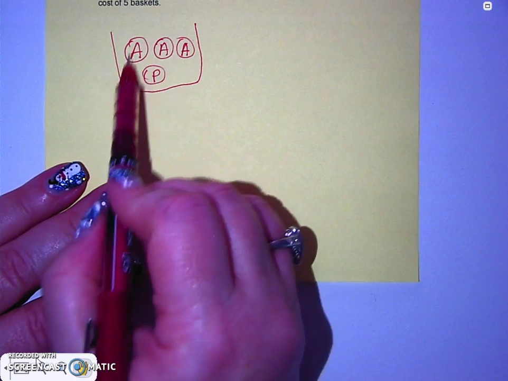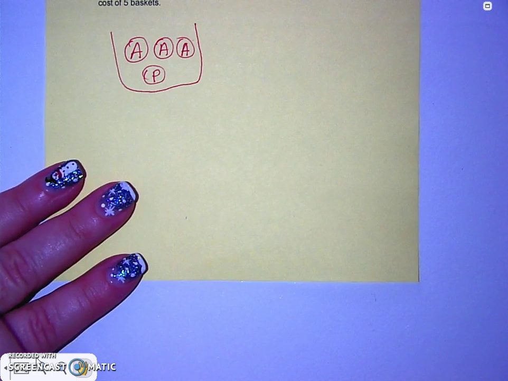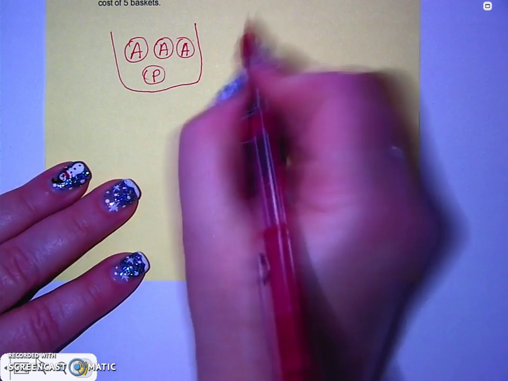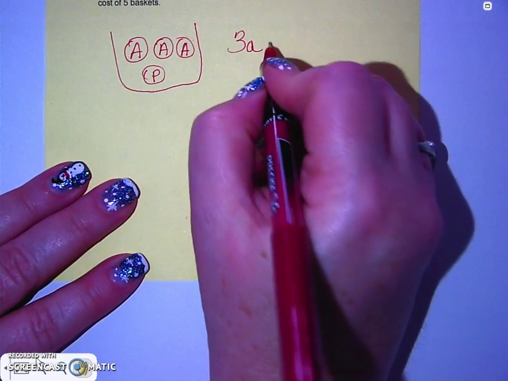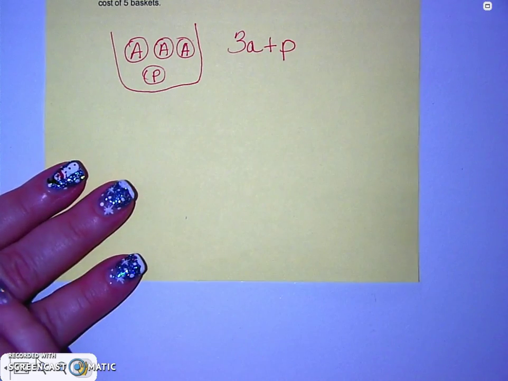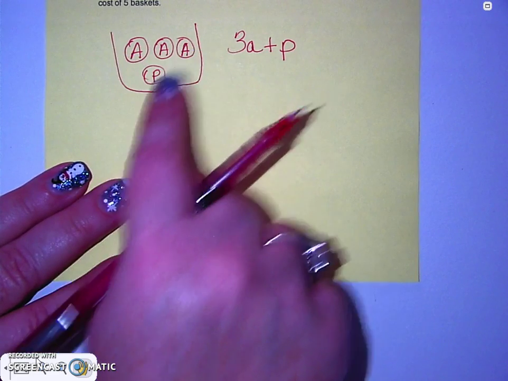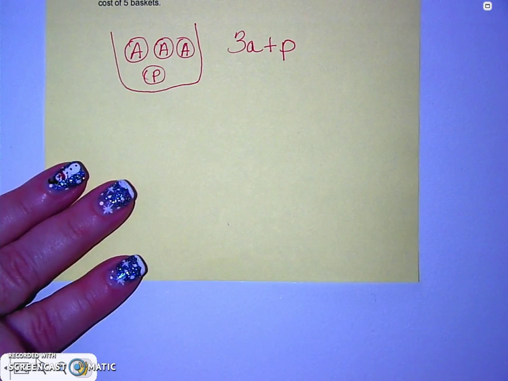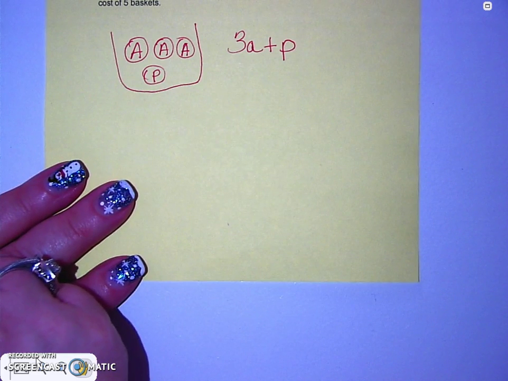So if I was going to write an expression to represent this one basket, what might that expression look like? Tyler, what do you think? Plus P. Does everyone see where Tyler got 3A plus P? This basket literally has 3 apples and 1 pear. But now it says, write and simplify an expression that represents the cost of 5 baskets. So what can I do with this?